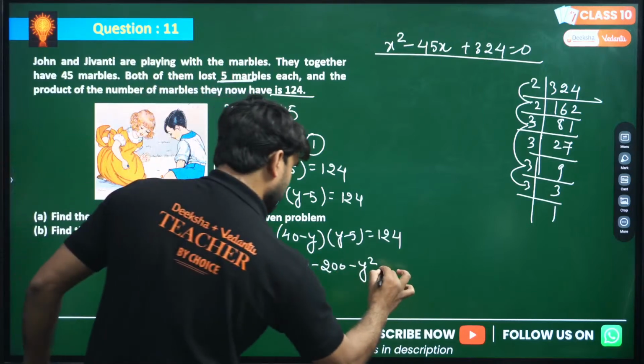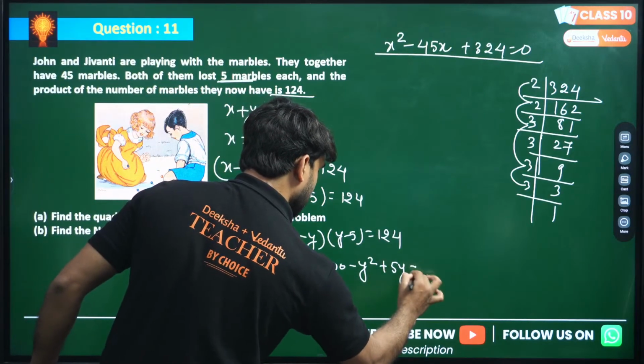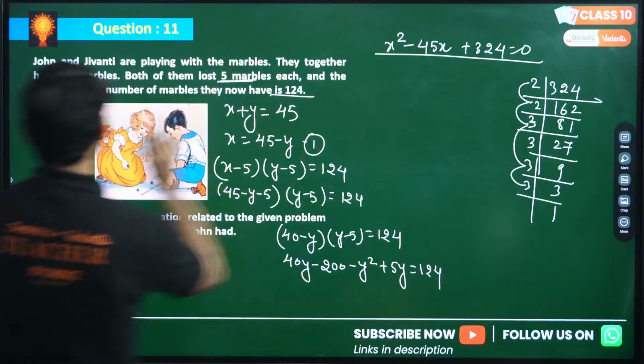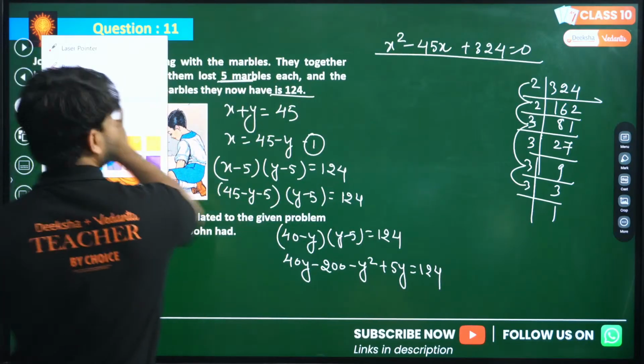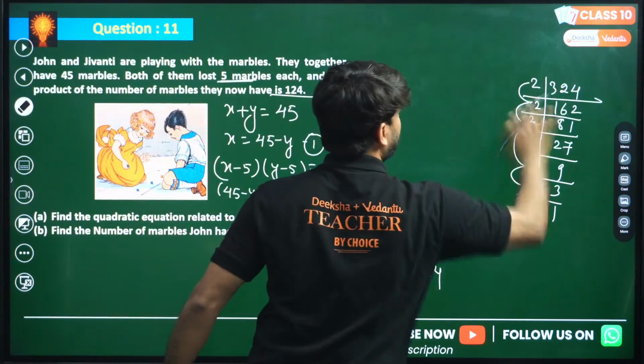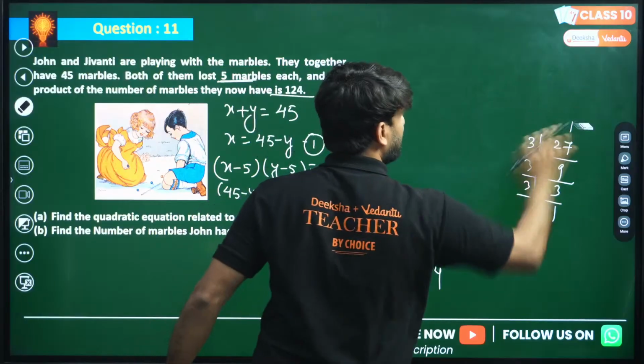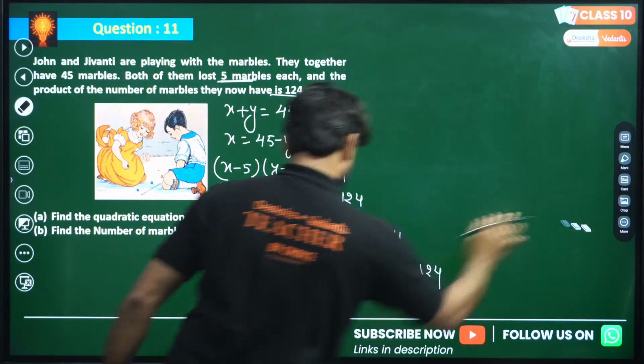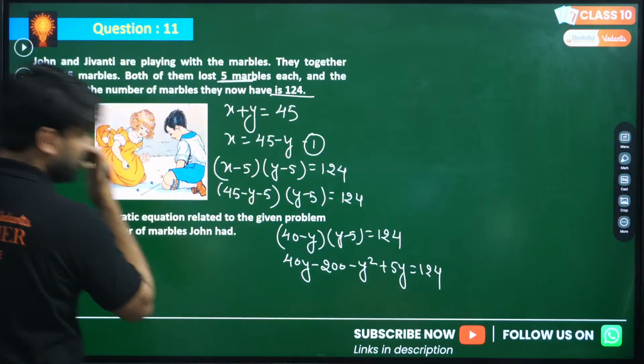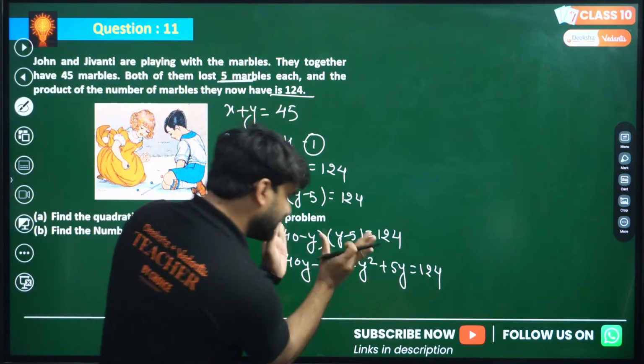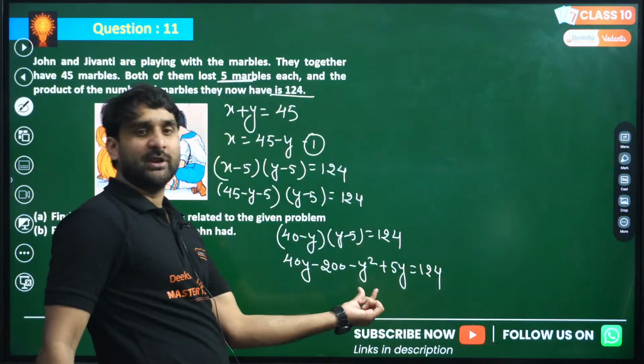Minus 5 into minus 5 will be plus 5 equals to 124. Is it clear? Just ignore this part. Let's do it again. So now you have this equation. Is it clear? So we can shift this equation to that side because y square is in negative form.